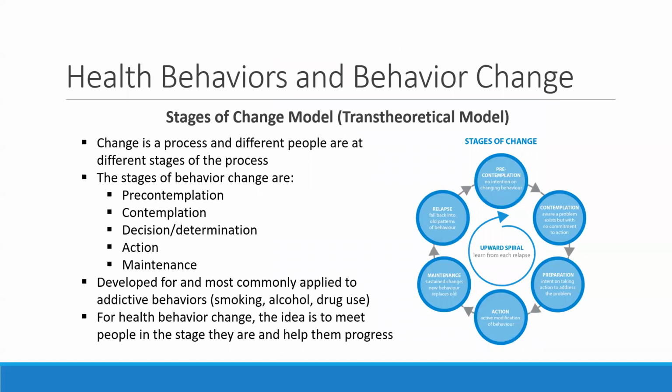So the stages of change model, this is also called the trans-theoretical model. It's a model that basically thinks about change as a process, and that at any given time, any individual person is at a different stage in being ready to change their behavior. This was developed out of addictive behaviors like smoking, drinking, and drug use. You can see that when you look at the stages of change, because we know that with addiction, a person really needs to be ready to make the decision to change.